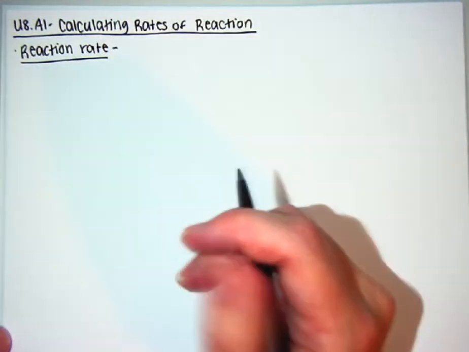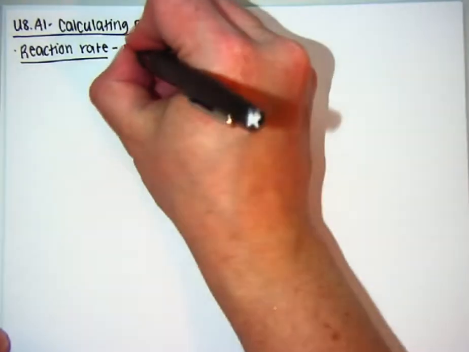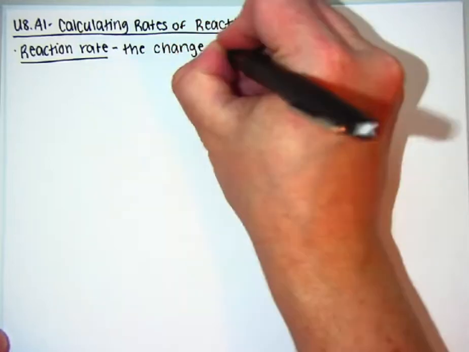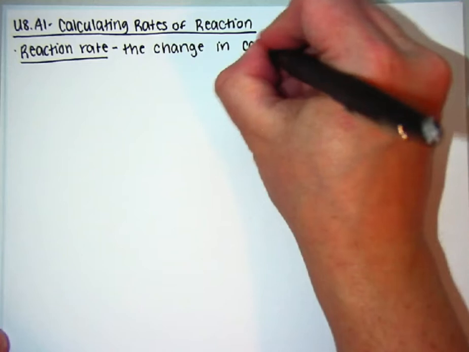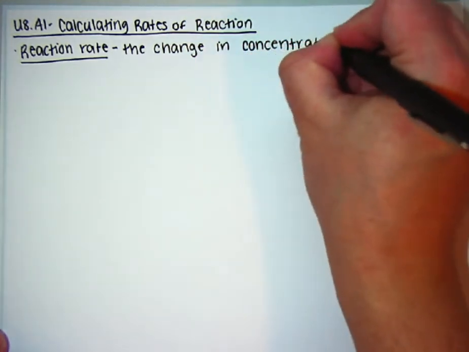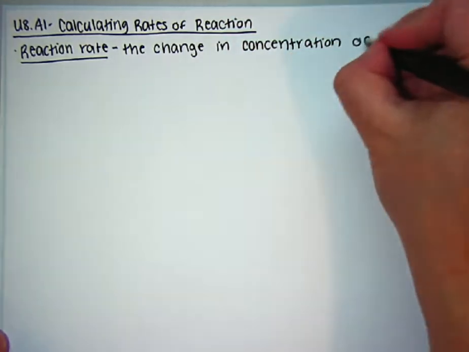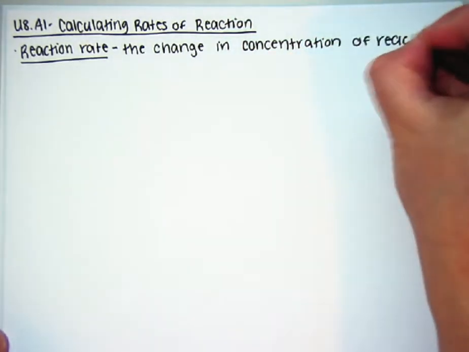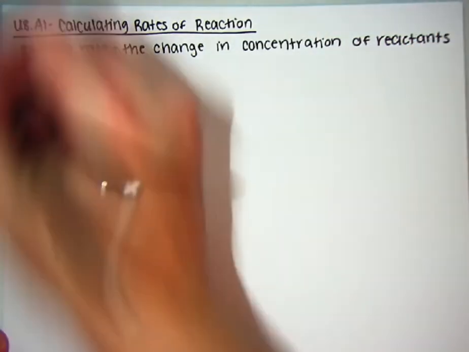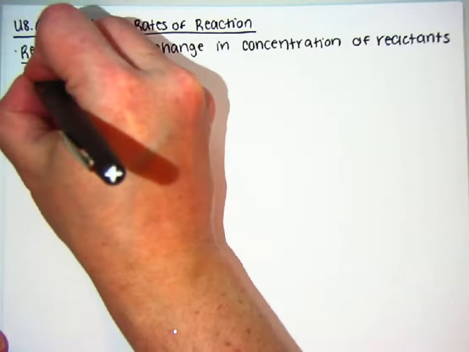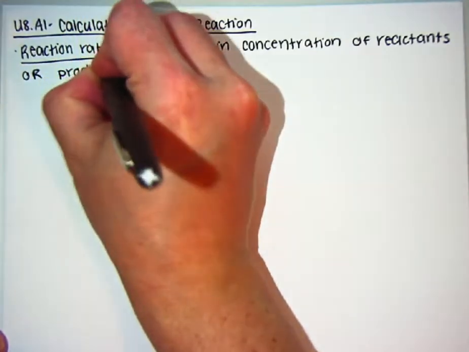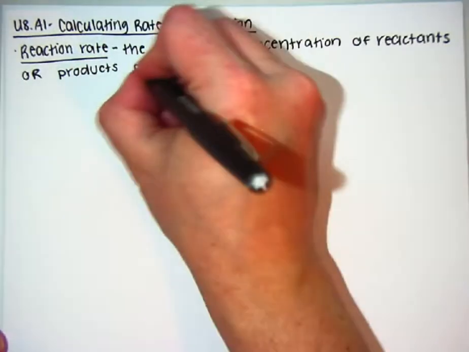When we are talking about the reaction rate, we are going to be looking at the change in concentration of either the reactants or products. We can do either. The change in concentration of reactants or products per unit of time.